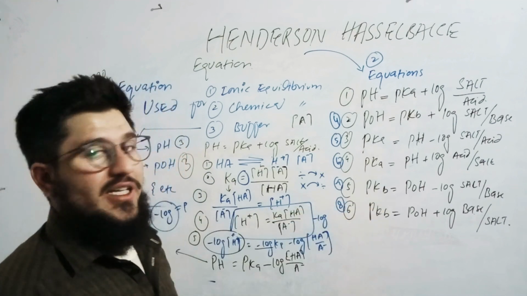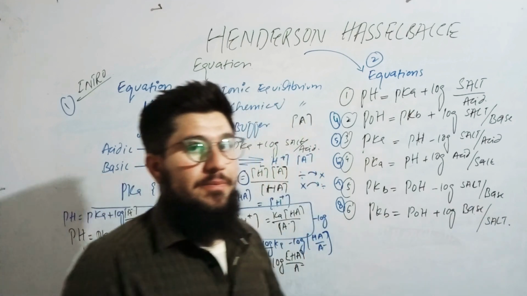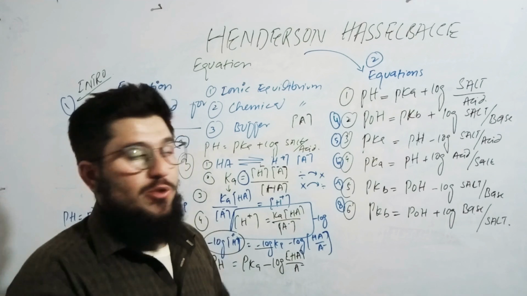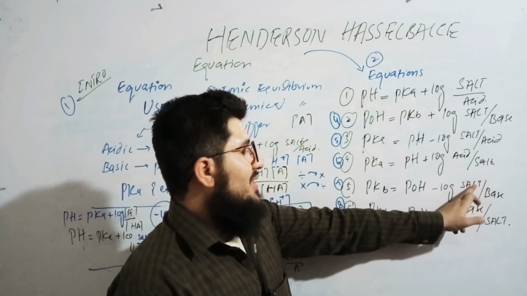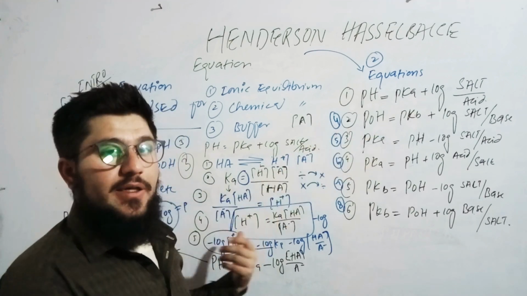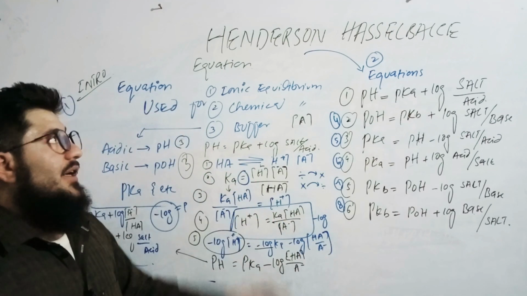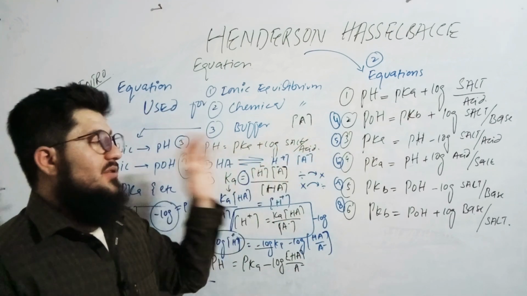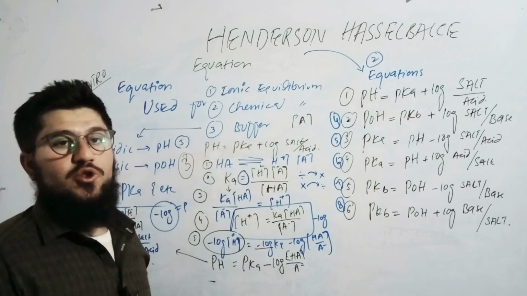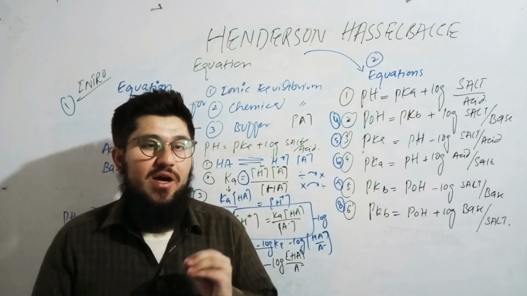Now from the same equation we can get the equation in the positive form: pKb is equal to pOH plus log base upon salt. Why? Because we converted negative log into positive log. As we convert negative log into positive log, the base will move up and salt will move down according to the rules I mentioned a moment earlier. So this is all about the equations and the derivation of the Henderson-Hasselbalch equation. For the acid and for the base, the same formula is used. Just write the reaction for HB and go through the same pathway. You will get the equation for the bases. Hope you got it. If you still have confusion, drop it in the comment box.